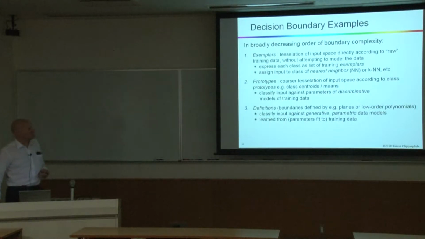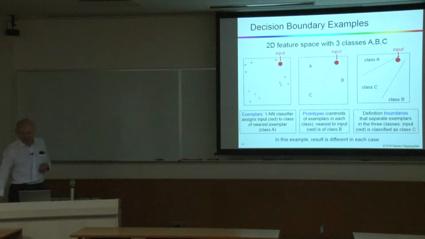So, what kind of decision boundaries are there? Well, in decreasing order of complexity: exemplars, prototypes, and definitions. It's easier to use a picture for this. So here's exemplars, where we've got 3 types of example here: class A, class B over here, class C. If we were using a nearest neighbour classifier, so-called, we would assign a novel input to the class of the nearest example, which in this case is going to be class A.